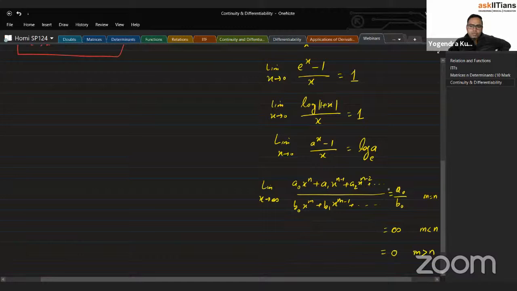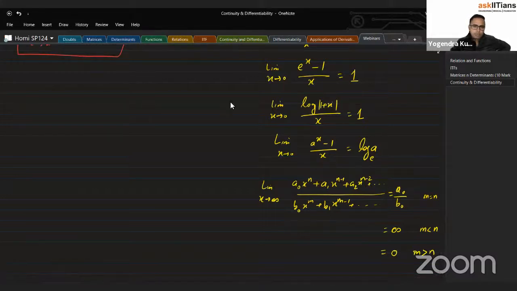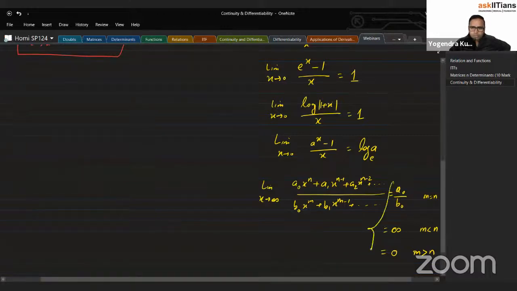Are you understanding? How do we understand this? Okay, everyone is getting that or not? Should I show it in detail? Or everyone got it? You know, right? When leading coefficients are equal, take that common, right? Leading coefficient only. So here it will be 1 by x, 1 by x square, and so on. Here also 1 by x, 1 by x square, and all.